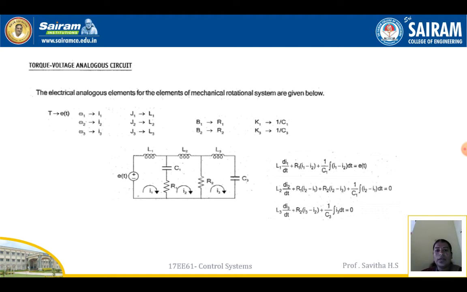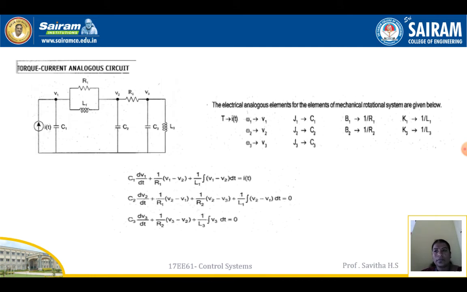Then L2 di2 by dt plus R1 into I2 minus I1 plus R2 into I2 minus I3 plus 1 by C1 integration of I2 minus I1 into dt is equal to 0. Next one is L3 di3 by dt plus R2 into I3 minus I2 plus 1 by C3 integration of I3 into dt equals 0.